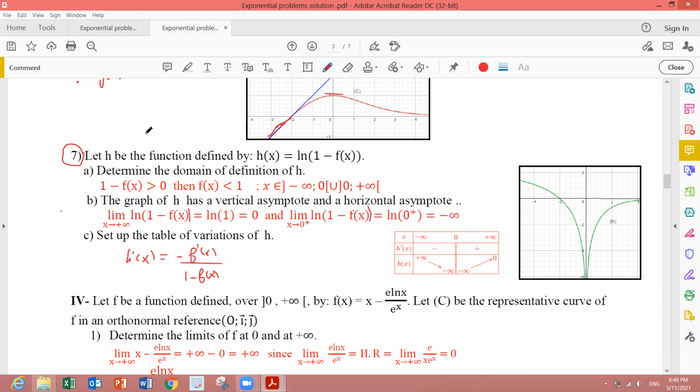It is not required to draw the curve. Or if you would like to draw the curve, this is the curve.